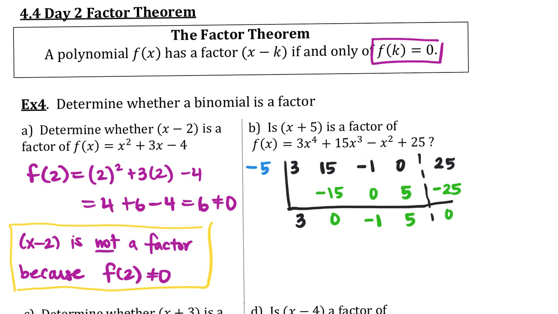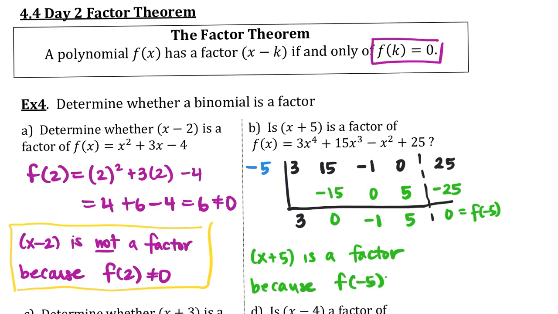Okay, so that gives me a remainder of 0, which tells me that f of negative 5 is equal to 0. So the question says, is x plus 5 a factor of f of x? Okay, x plus 5 is a factor because f of negative 5 is equal to 0. And that's what the factor theorem tells us.